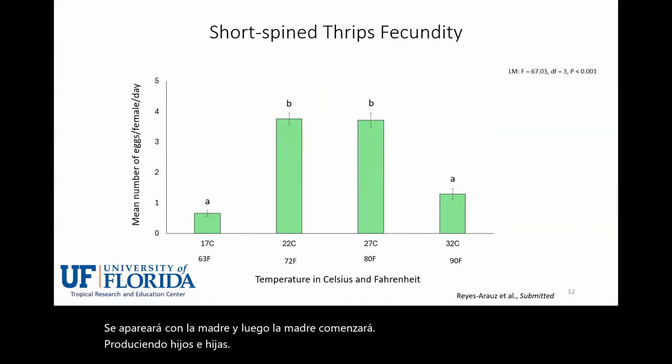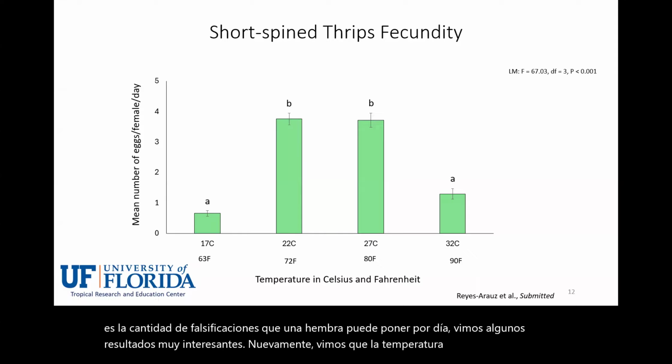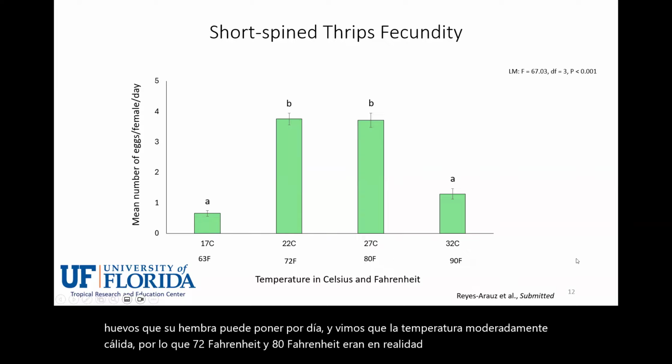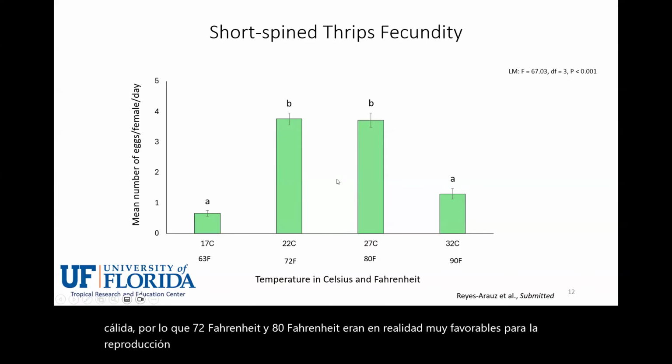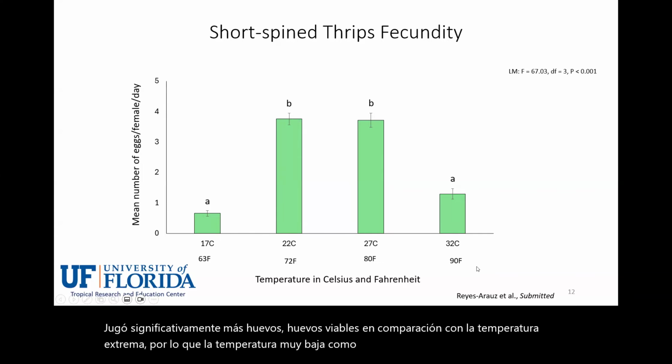So when we looked into the short spine thrips fecundity, which is the number of eggs a female can lay per day, we saw some very interesting results. Again, we saw that the temperature affected how many eggs each female can lay per day, and we saw that the moderately warm temperatures, so 72 Fahrenheit and 80 Fahrenheit, were actually very favorable for the reproduction of this pest. The females laid significantly more viable eggs in comparison to the extreme temperatures. So a very low temperature, like 63 degrees Fahrenheit, or a very high temperature, which was 90 Fahrenheit.